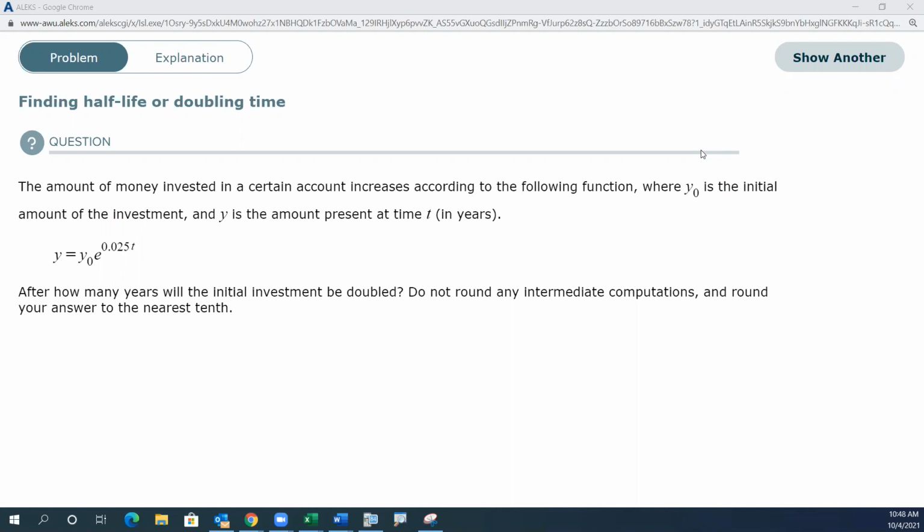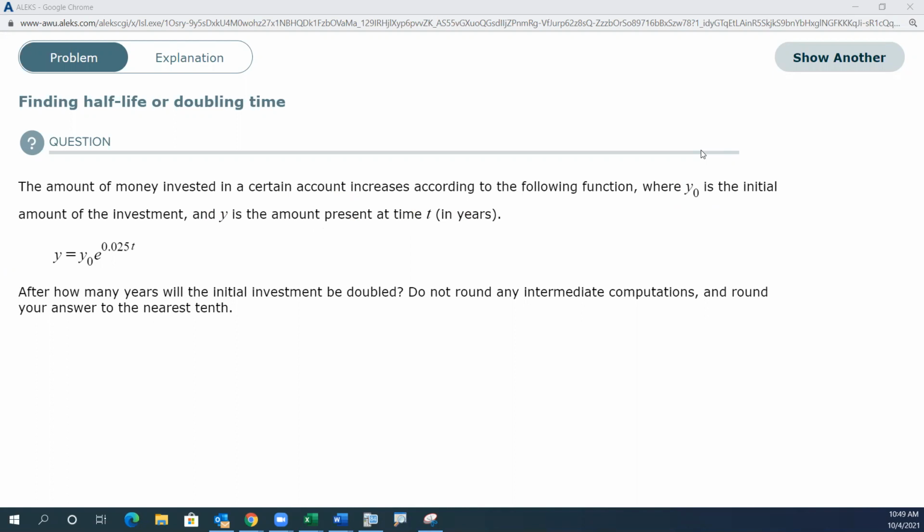So when you see v sub 0, that's the beginning velocity. When you see r sub 0, that's the beginning rate, or whatever r stands for. And y sub 0 in this case stands for the initial amount of money. And y, that's just the final amount, or whatever you end up with. T is years, like normal. So after how many years will the initial investment be doubled?